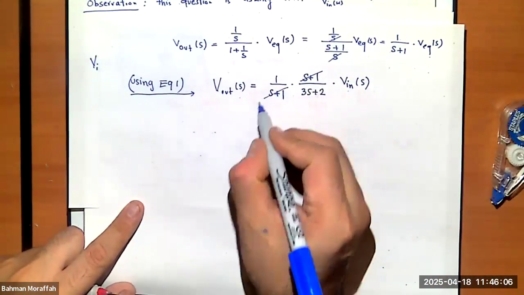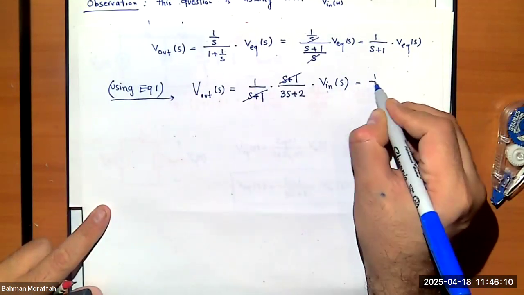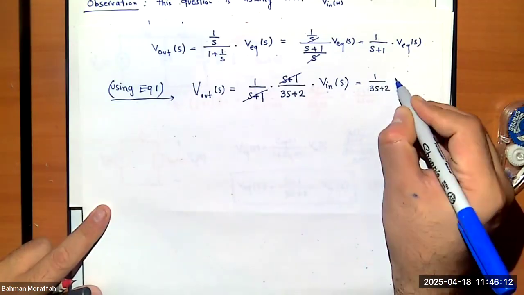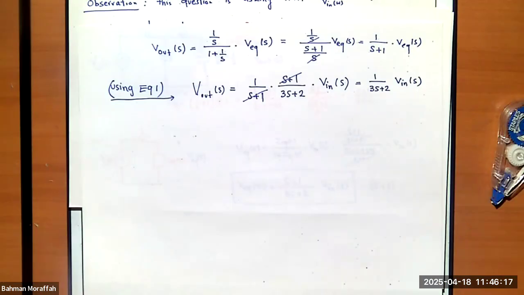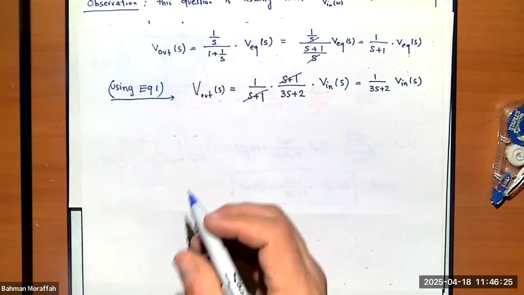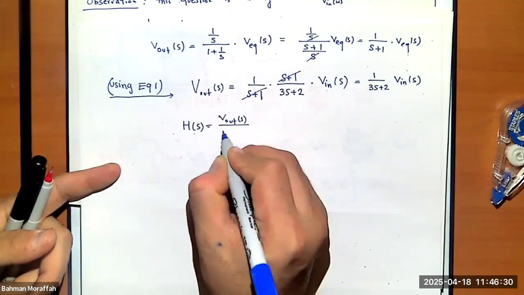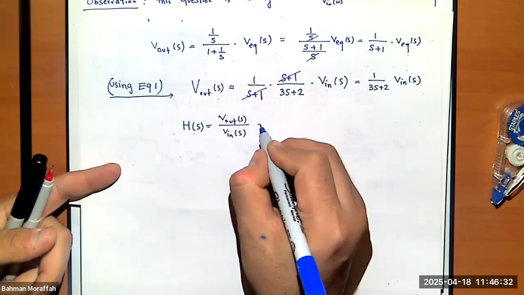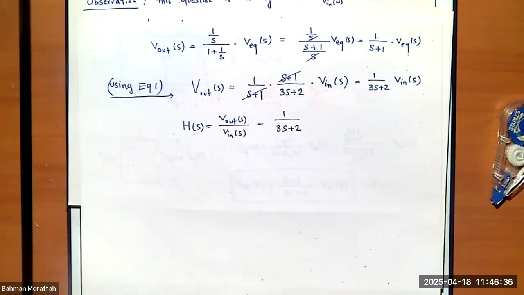This S plus 1 and S plus 1 cancel each other out. This becomes 1 over 3S plus 2 times the V in of S. Again, I'm not quite interested in V out. What I'm interested in is V out over V in. So I know H of S is V out of S divided by V in of S, and that's 1 over 3S plus 2.